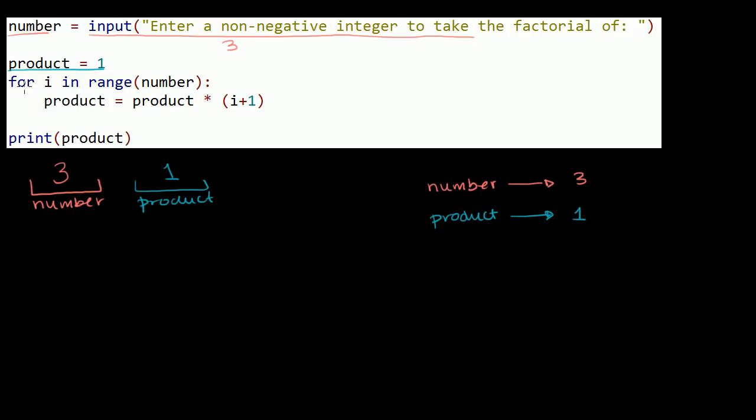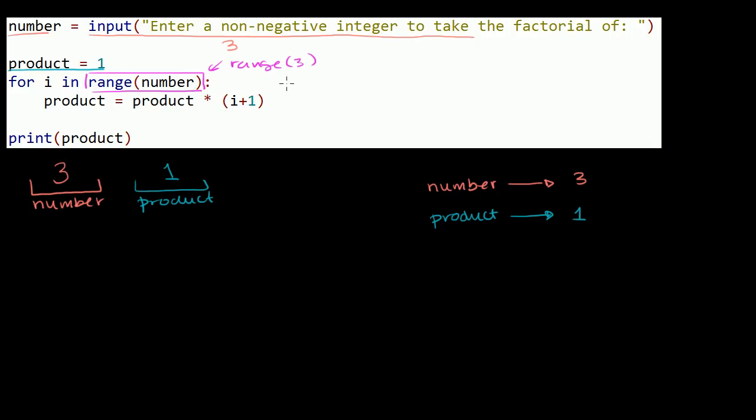And then we get to our for loop. And this is probably the confusing part. So we have for i in range of number. And number in this case, so literally the interpreter says, OK, what's number? Well, in this case, number is 3. So this is going to be evaluated as range of 3 in our particular example.